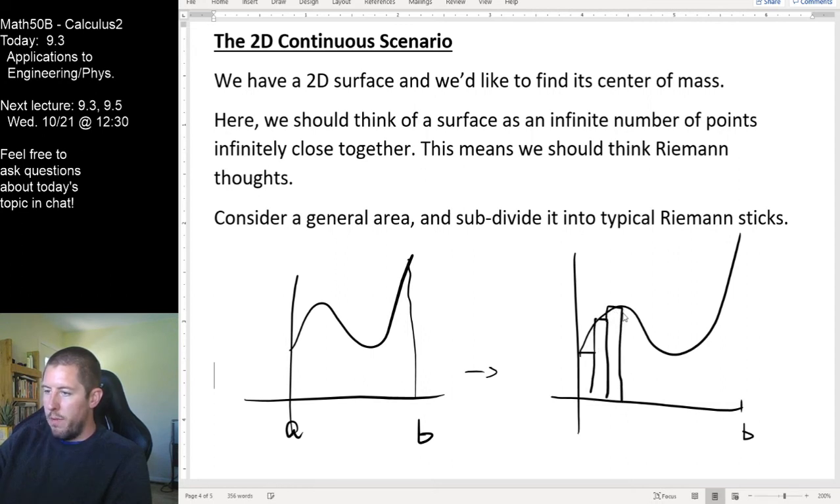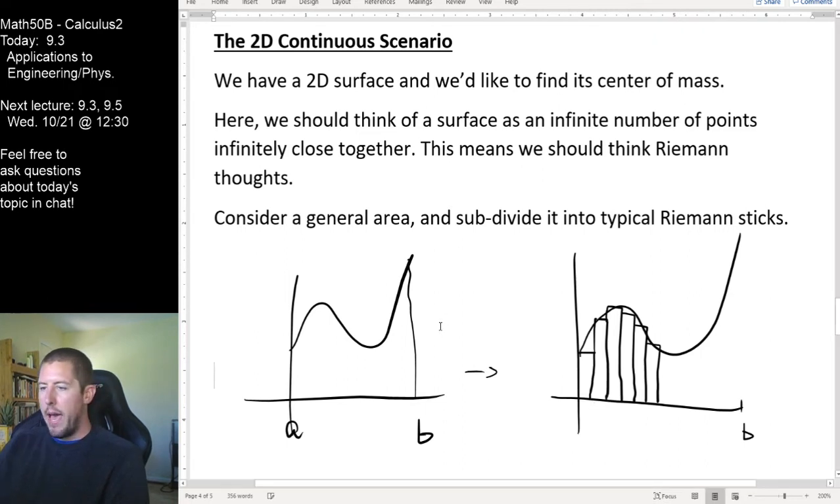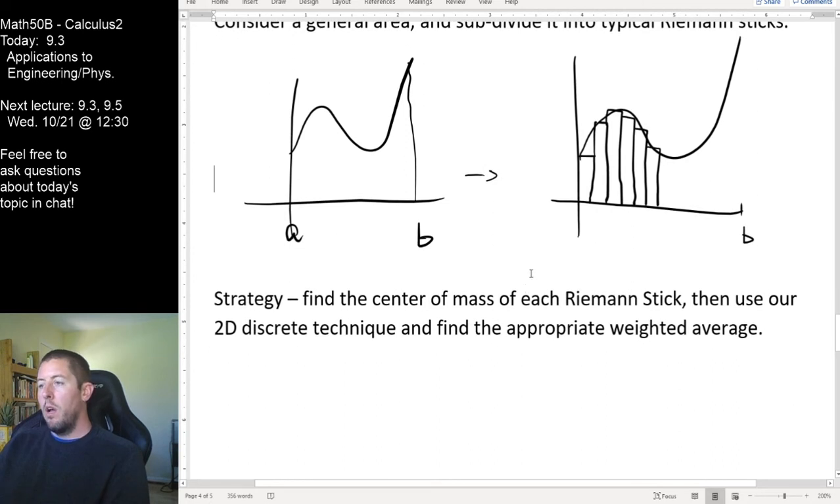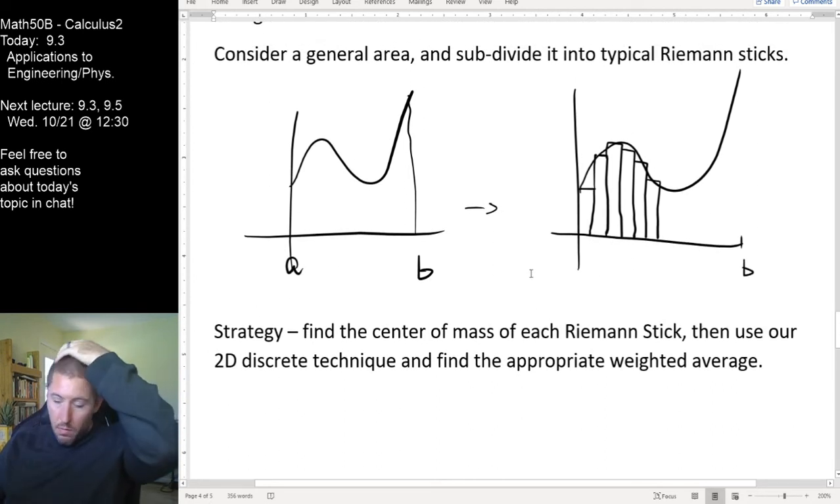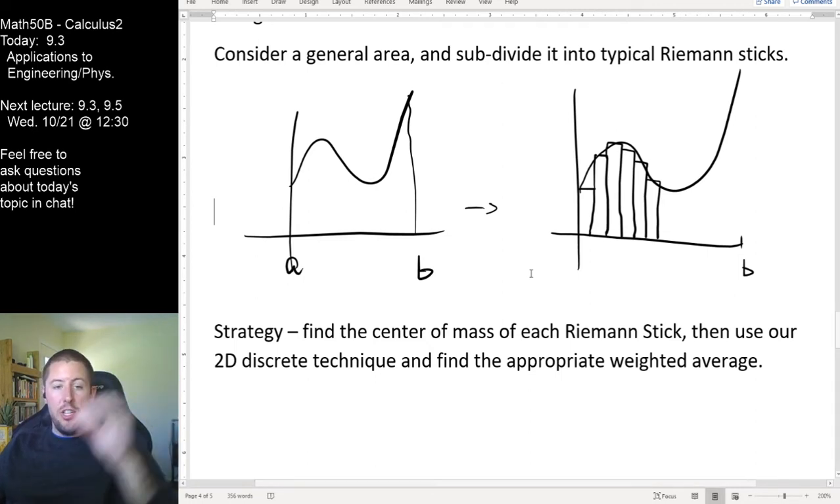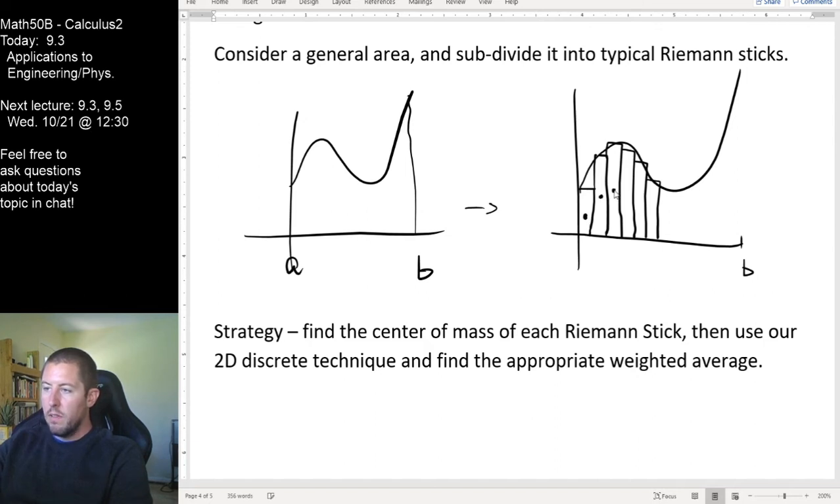What we know is that what Riemann stick choice we make does not directly matter so much. But we're going to have an important thing that we want to do here because we are looking for centers of mass. Our strategy is this: what we really have here is an infinite number of points out here in this solid. But if we approximate this solid as a bunch of rectangles, then with a rectangle, we should be able to very easily find the center of mass of each rectangle.